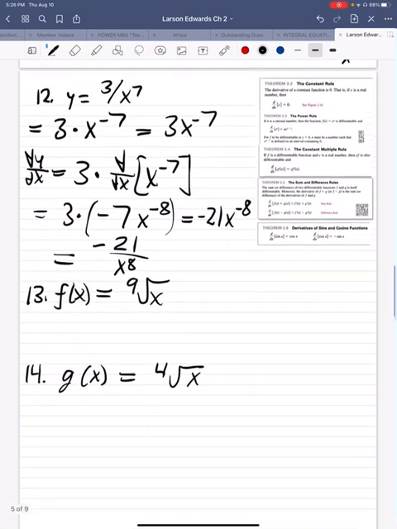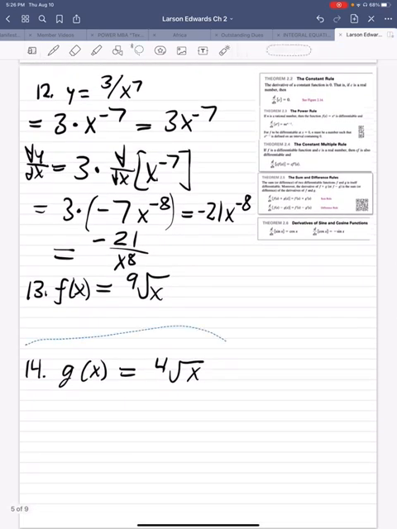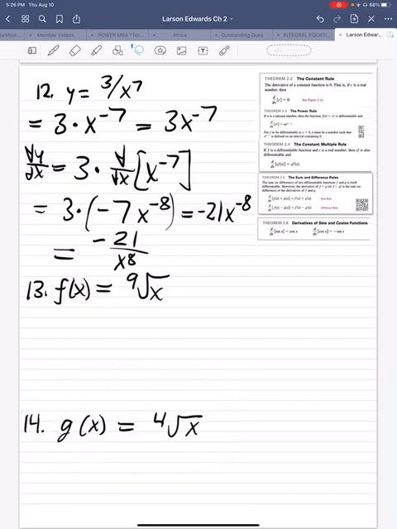Let's see. f of x is equal to the ninth root of x. Well, this is another one of those where you have to remember some pre-calculus skills. Remember that the ninth root of x is actually like saying x to the 1/9 power. And that's what this really means.